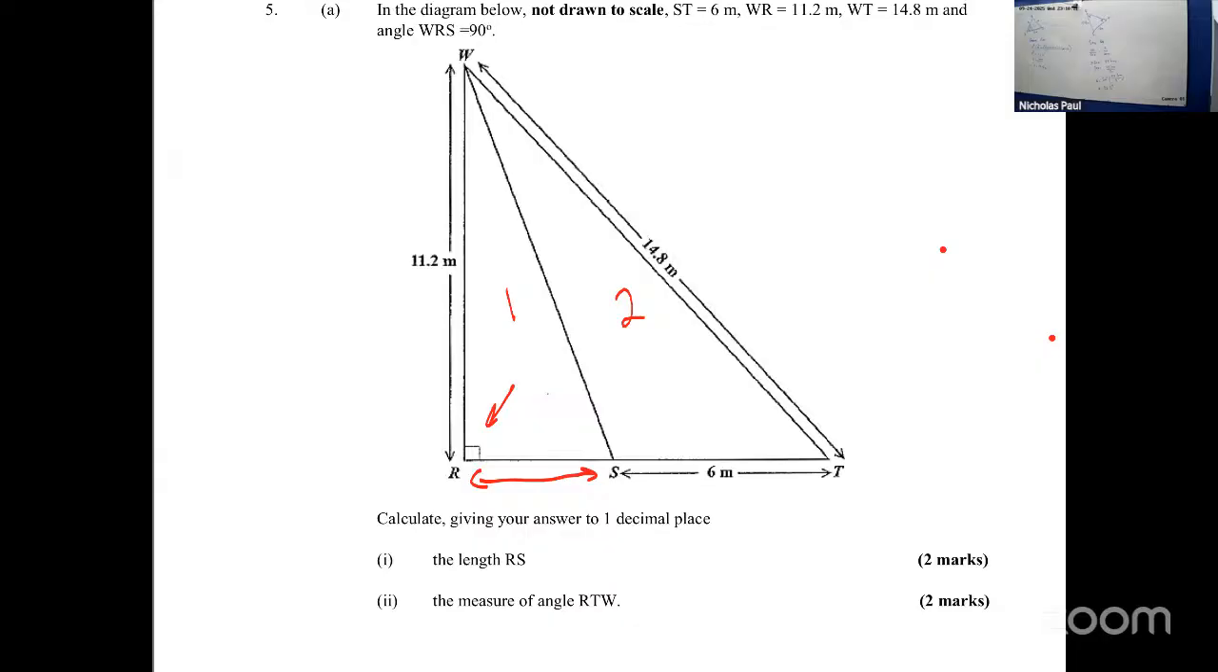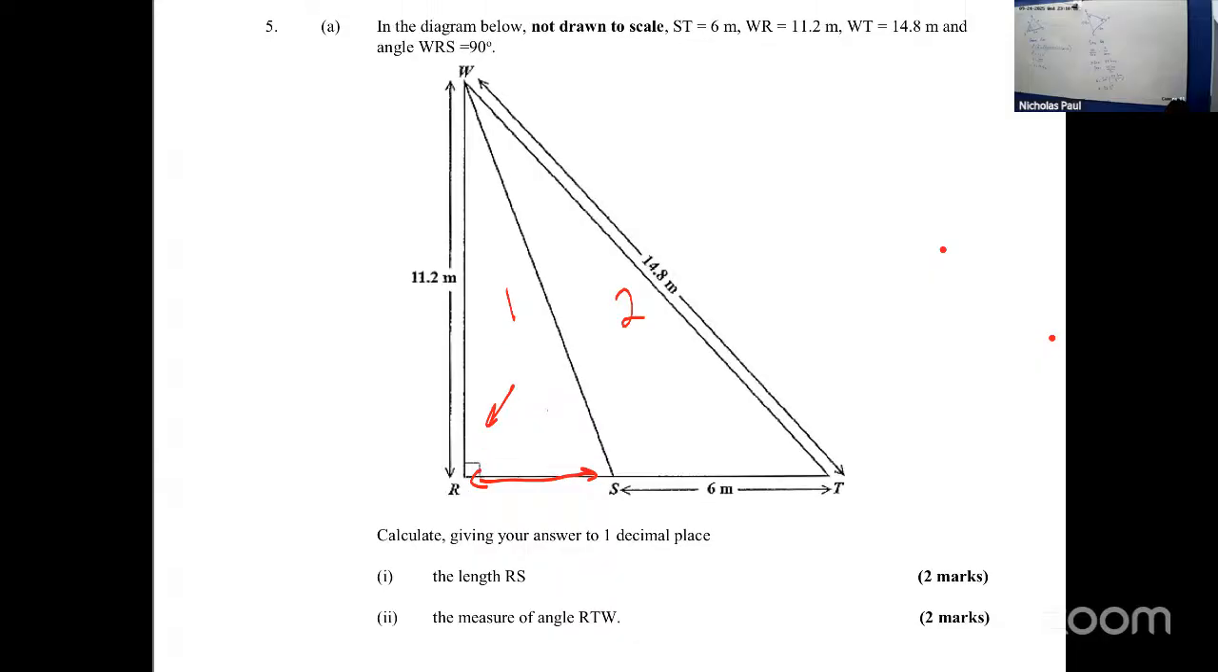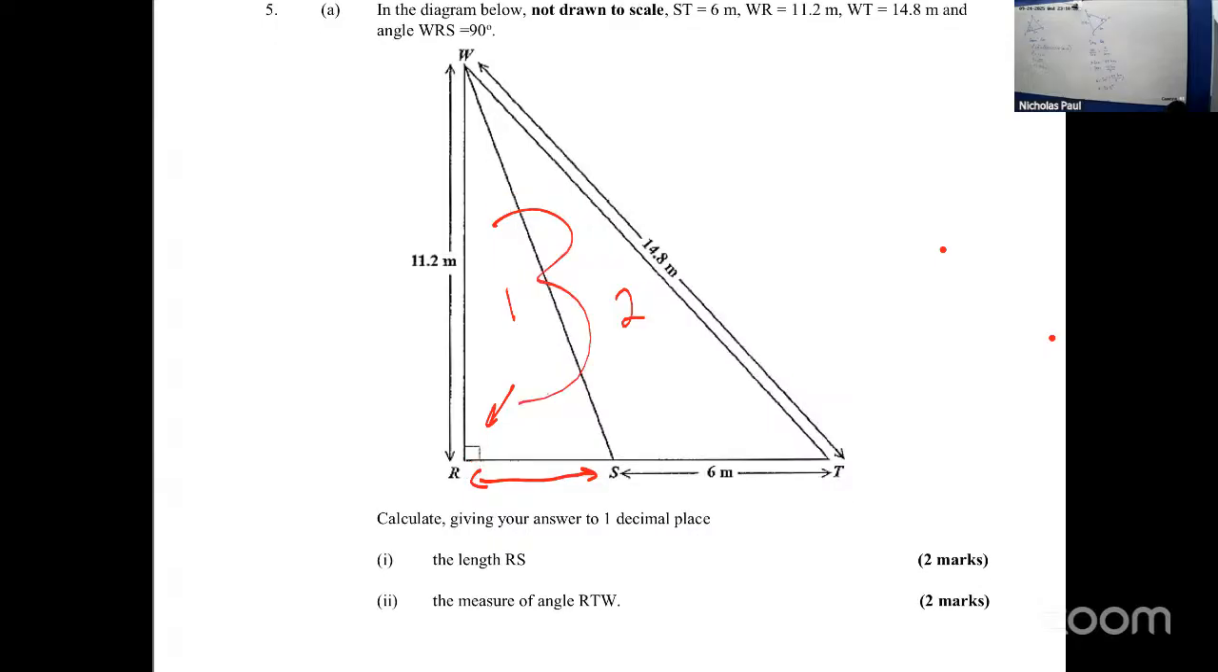Like Eliana said, Pythagoras theorem. But which triangle are you using? 1, 2, or the big triangle 3? Right. Good. Big triangle 3. So if you look at the big triangle 3, here is 11.2, here is 14.8, and here we can find x underneath it. And if you know the whole length, can you find the small length?